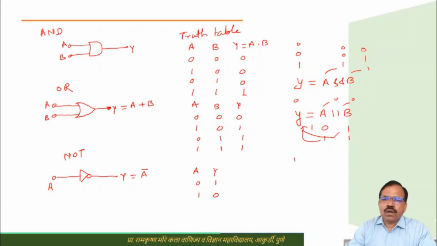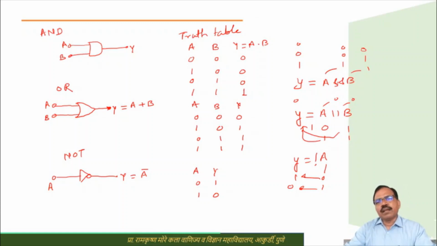For the NOT gate, I can write Y is equal to NOT A. When A is 0, Y is 1. When A is 1, Y is 0. Now here A and B can be relational expressions, and their value may be true or false. Depending on that, you will get outputs.